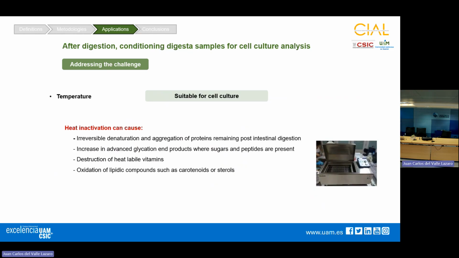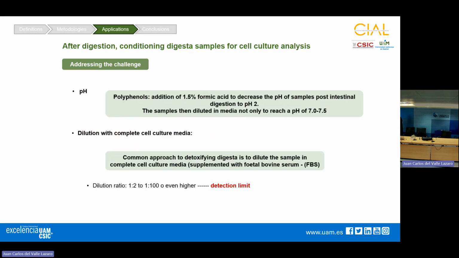Temperature: you can also treat your digesta samples with high temperature, and it is suitable for cell culture. That will be the best option, as we said before, because it's the cheapest as well, right? Inhibitors are very expensive. But you have to be careful because it can cause denaturation, as we mentioned before, or aggregation of proteins, the production of advanced glycation products. If you have heat-sensitive compounds, you will also affect them. So you have to be careful with that as well, or even oxidation.